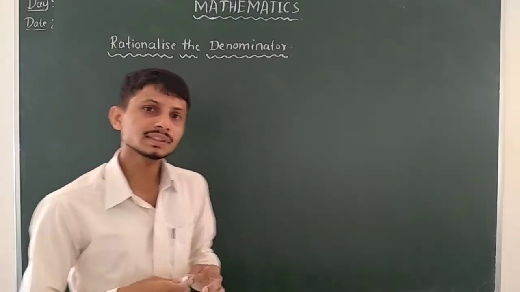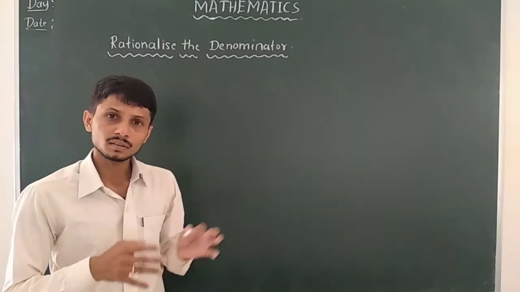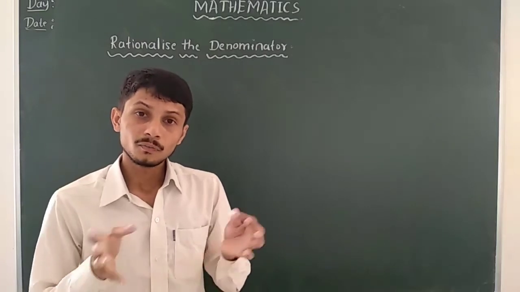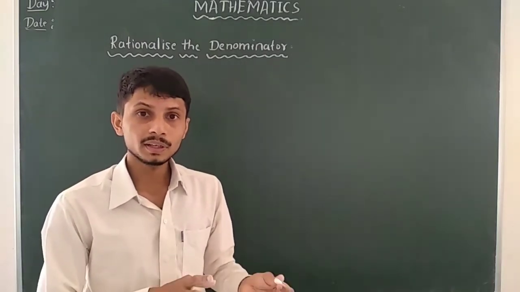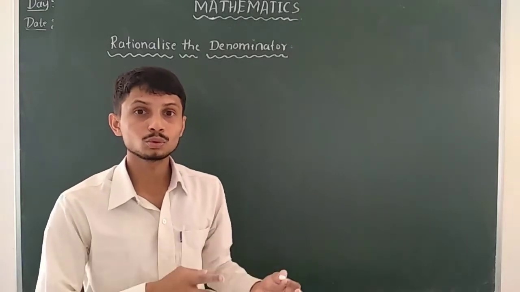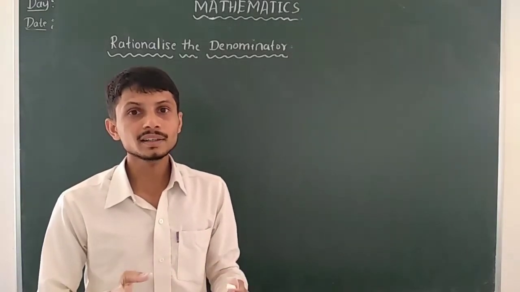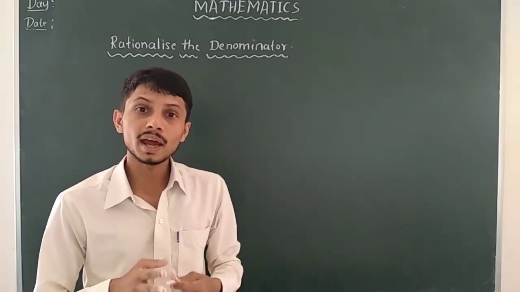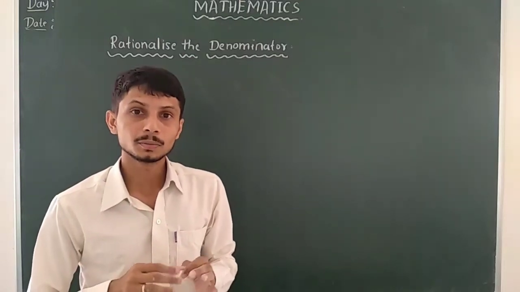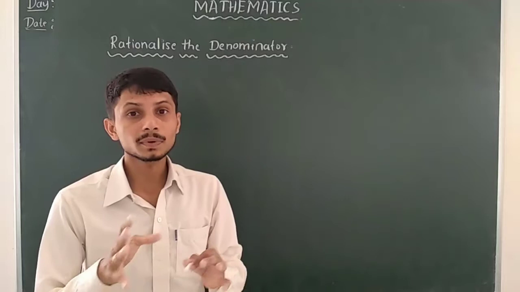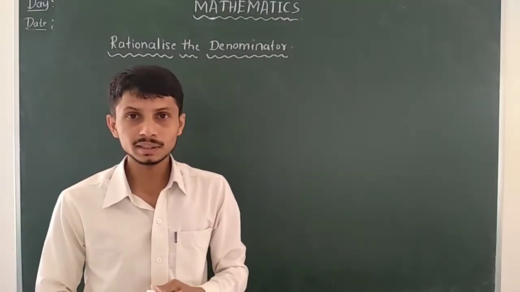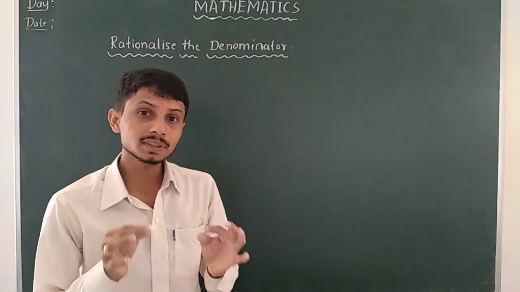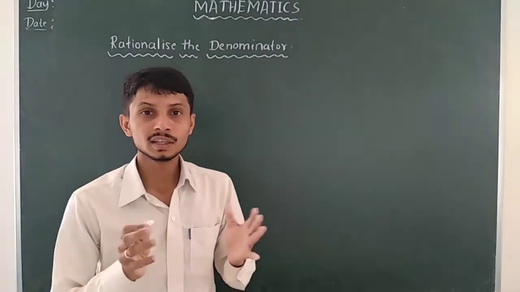But when do we say that the denominator is not a positive or negative integer? When an irrational number comes in the denominator, like root 2, root 3, root 5, then we have to rationalize that denominator. Because a rational number is in the form of p by q, where p and q are integers. The process of rationalizing the denominator we have to study in this class.